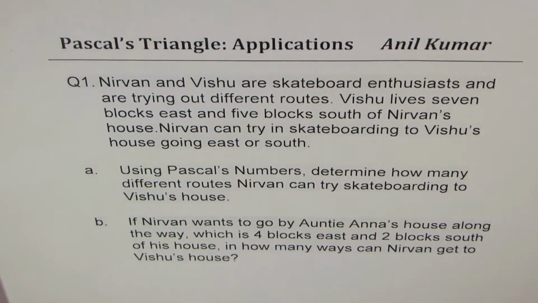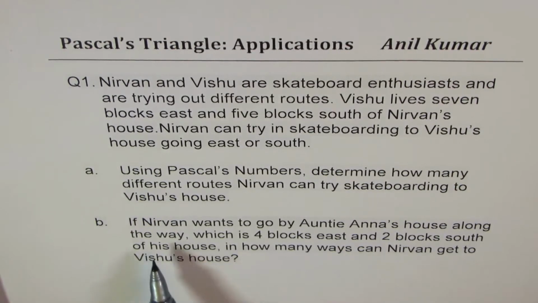I'm Anil Kumar sharing with you a test question on Pascal's triangle. Question number 1. Nirvan and Vishu are skateboard enthusiasts and are trying out different routes. Vishu lives 7 blocks east and 5 blocks south of Nirvan's house. Nirvan can try skateboarding to Vishu's house going east or south. Using Pascal's numbers, determine how many different routes Nirvan can try skateboarding to Vishu's house.